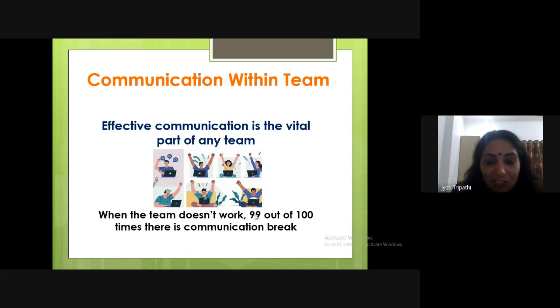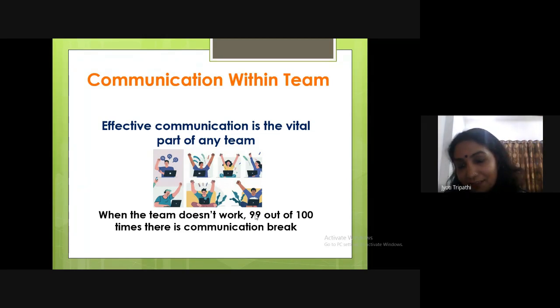Now, as I promised, we would be discussing communication within a team. So effective communication is the vital part of any team. We have discussed it is the key to success. And I have also mentioned this research data that 99 times out of 100, there is communication breakdown. If any problem happens in the team, or during the process of the team achieving something, most of the time, 99.9% it is communication breakdown. Ma'am, please, next slide.